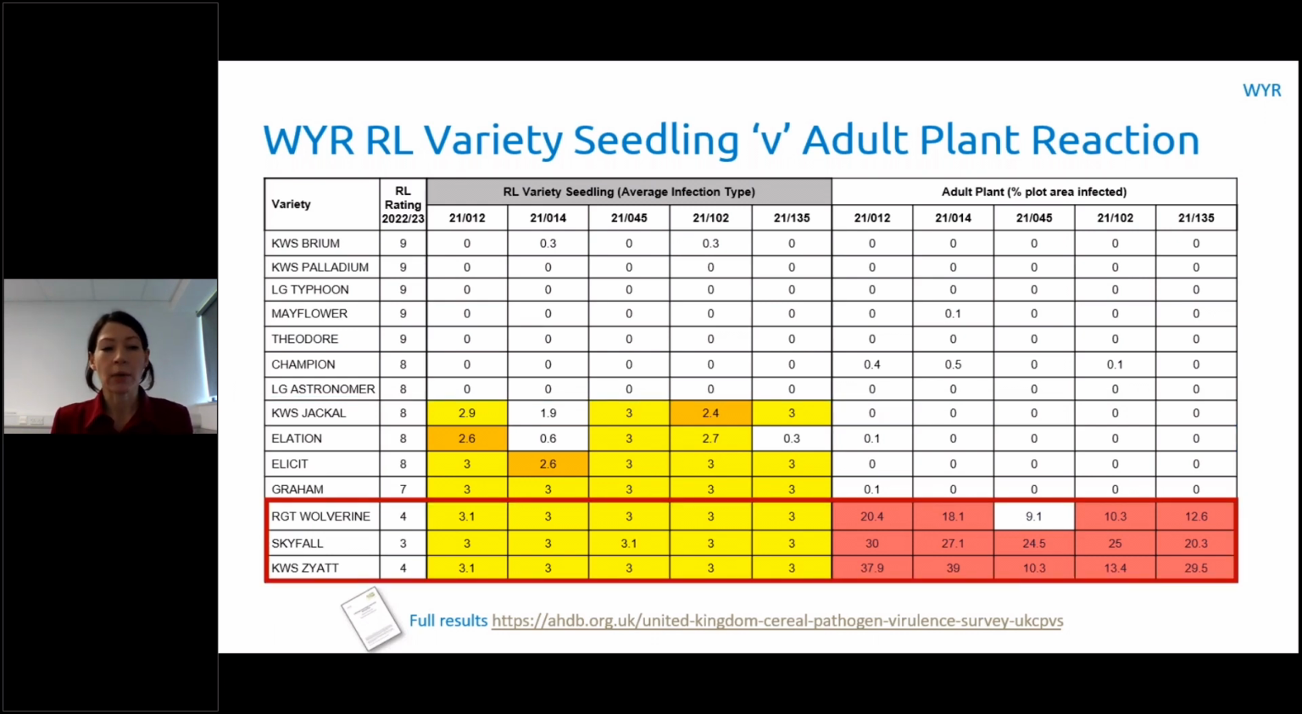And then at the bottom we have RGT Wolverine, Skyfall and Zayat, all rated at 3 or 4 last year. These ones were susceptible at seedling stage and susceptible at adult plant stage, although you could argue that RGT Wolverine was sort of intermediate with 2145, but generally those levels were higher. And of course we've got Zayat at the bottom there as our most susceptible RL variety in trials.